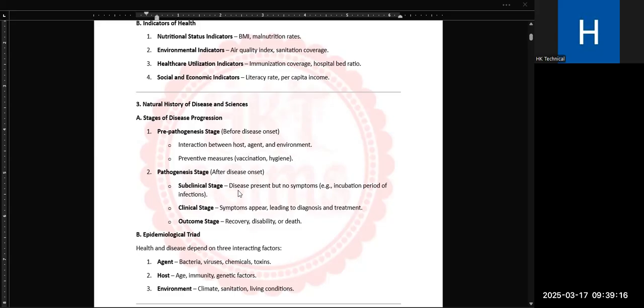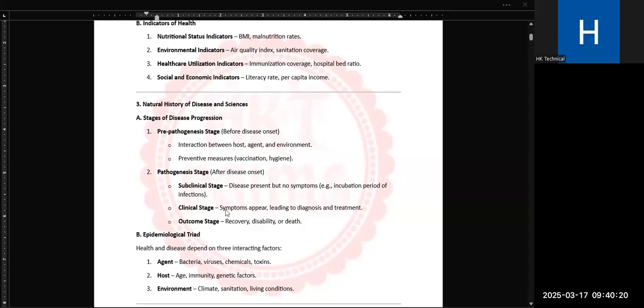So next we have the subclinical stage. This includes the disease being present but with no symptoms. It includes the incubation period of infection. For example, you may know that for typhoid there is about 15 days of incubation period. It can vary up and down, but on average it is nearly 14 to 15 days. So these are incubation periods.